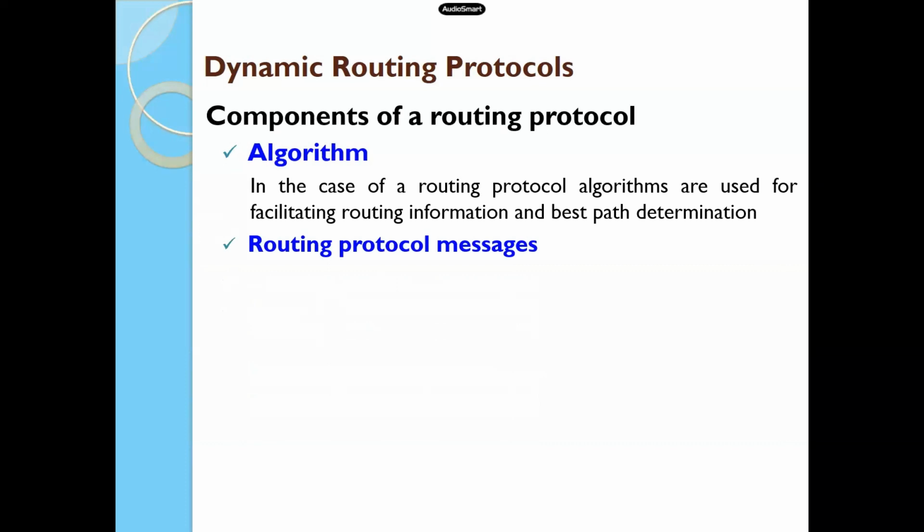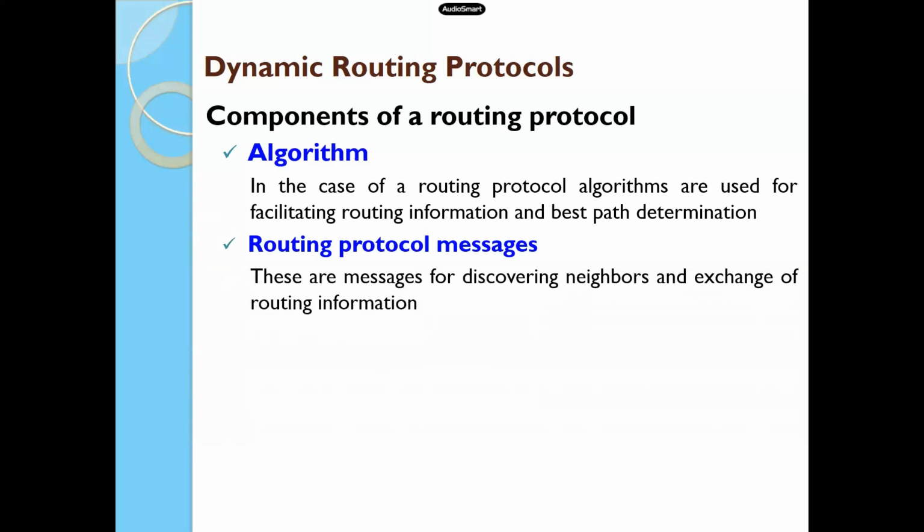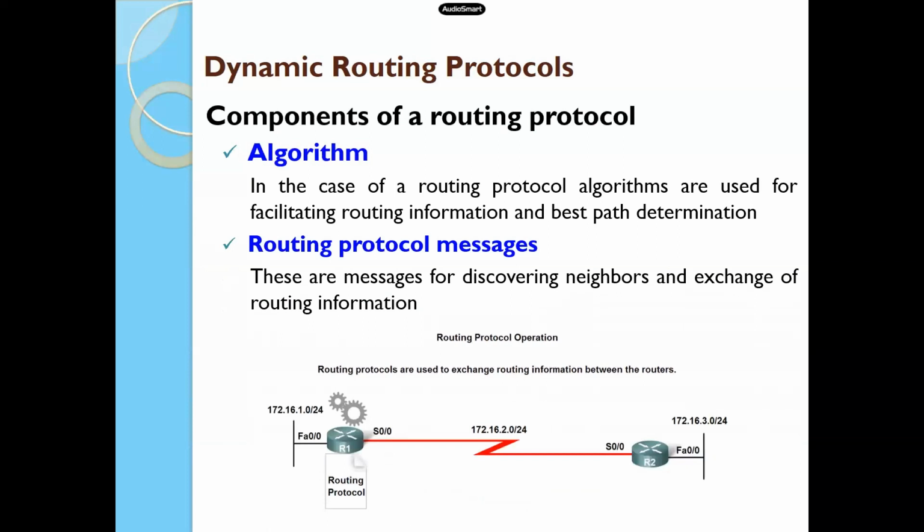And there are the routing protocol messages where the routers between themselves send update messages. So there are messages for discovering neighbors and exchanging routing information. These are the two main components for routing protocols. All right, so it's pretty much like this. Think about it: this is the algorithm, this is the form of intelligence, and this one will send a message to the destination router for status update.